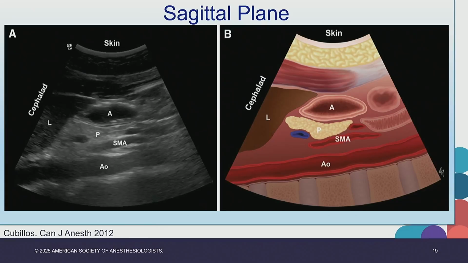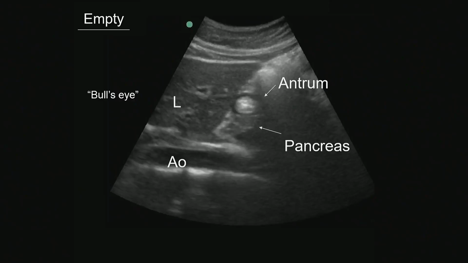Secondary landmarks: pancreas, mesenteric vessel. Do not concentrate on those. Don't pay attention. Pay attention to the primary landmarks. Let's see a few pictures.